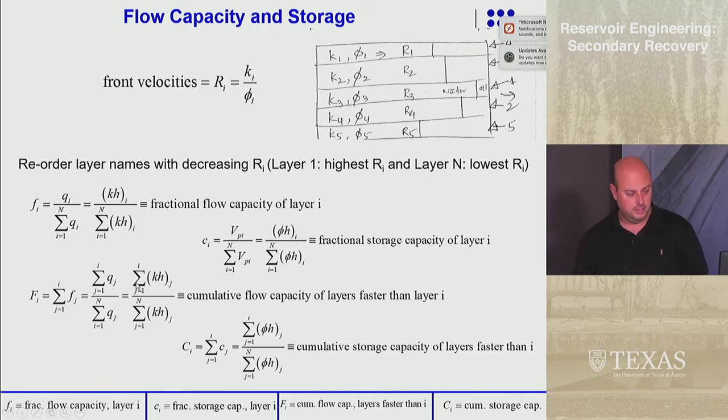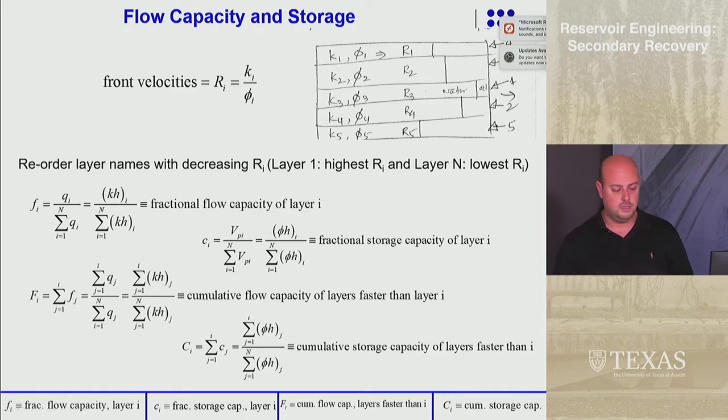What is I? It is the subscript on this f. So if we wanted to find f for the third layer, then I is 3. So j is 1, 2, 3. We don't do the 4 and the 5. So that's what the difference in the indexes on the summation are.